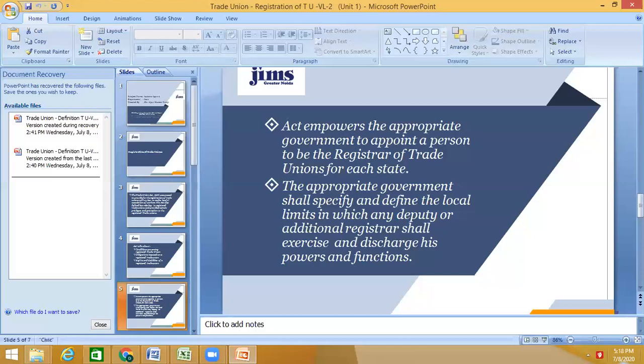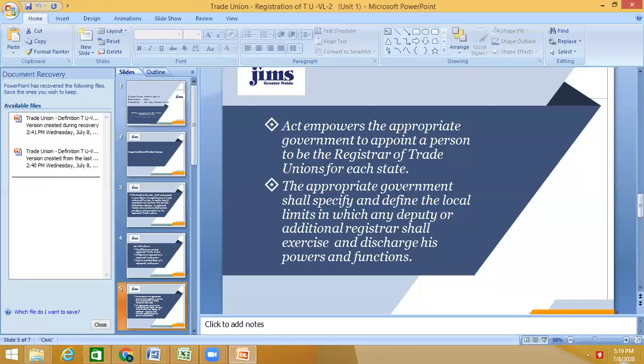So the appropriate government would appoint the additional or the deputy registrar. They would be discharging the duties and exercising the powers of the registrar under the superintendence of the registrar, right? And for the purpose of the Act, they would be treated as a registrar.